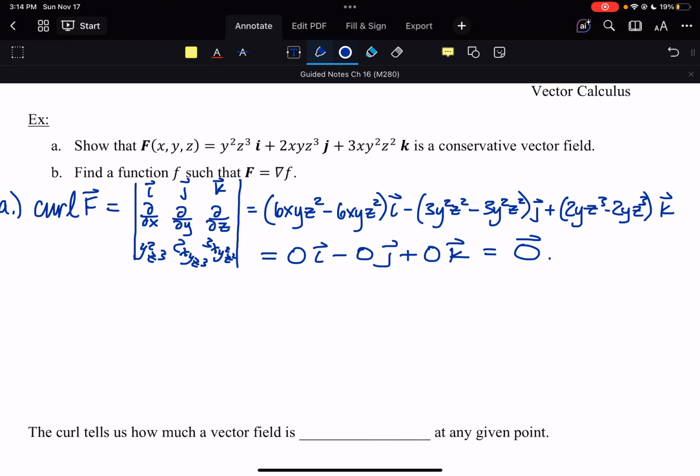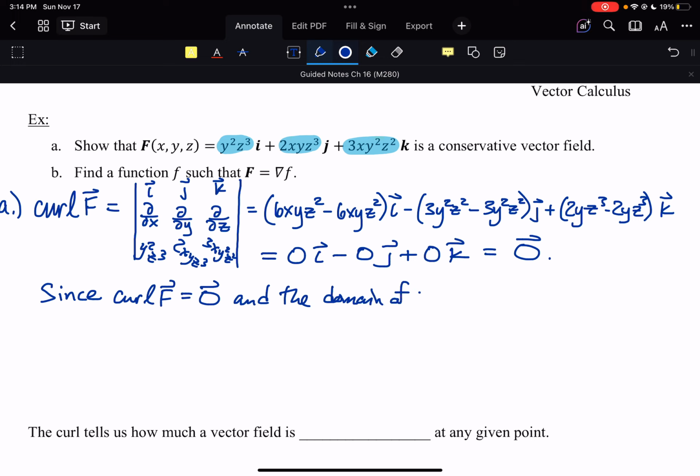So we're going to show that this is conservative. So the curl is 0, and then we check the domain. So just look at all of the input functions here and check for any domain restrictions, and there are none. Okay, these are all polynomial, power function style terms. So we can say since the curl of F is 0, and the domain of F is R3, F is conservative.